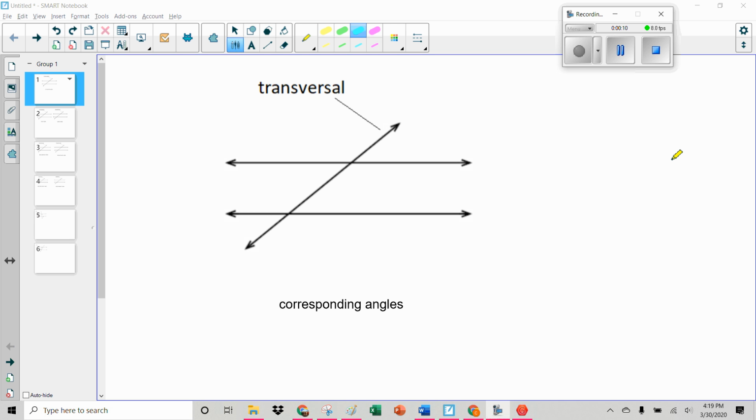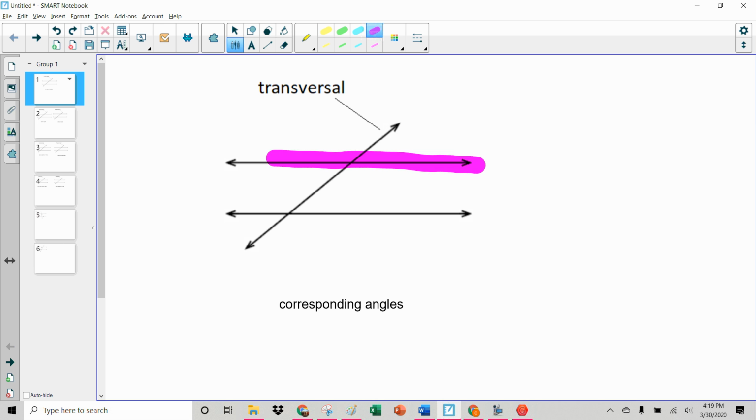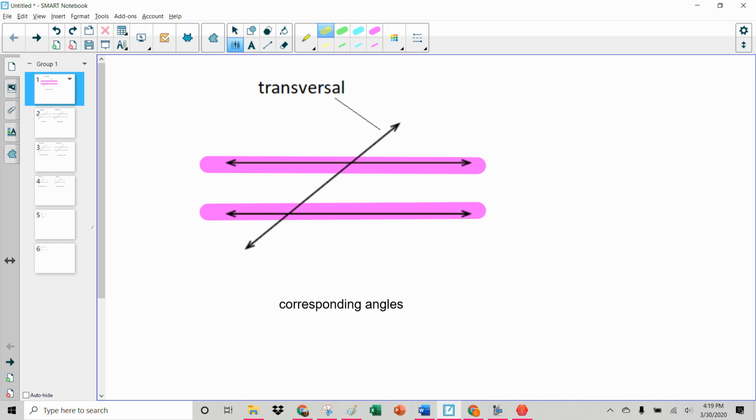This lesson deals with two lines that are intersected by a third line. So for example, on this picture, we see two lines that are parallel. But then we have a third line that cuts across those two. That third line is called a transversal because it crosses two other lines.